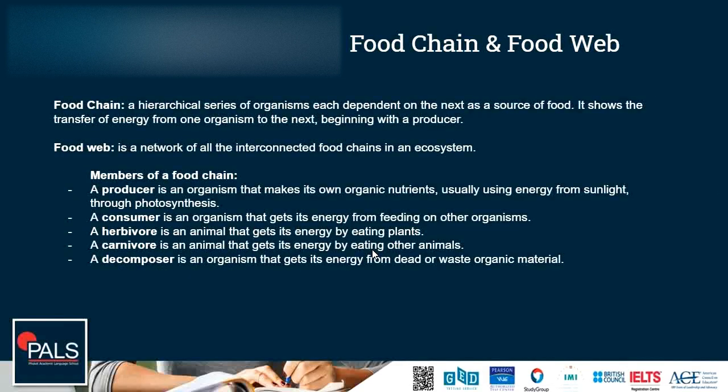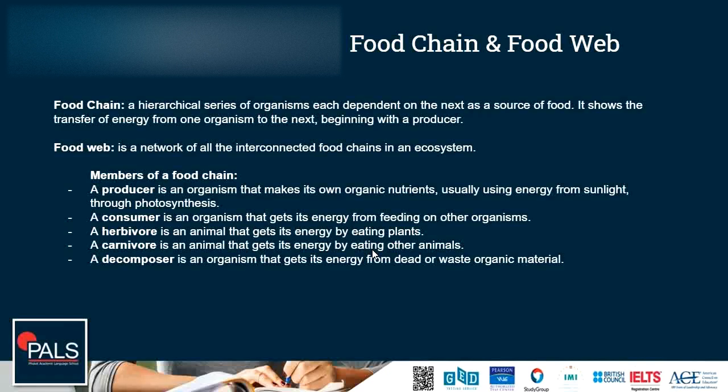Okay, let's have a look at food chains and food webs. So what are food chains and food webs? They're very similar, and one is the basis of the other. A food chain is a hierarchical series of organisms, each dependent on the next as a source of food. It shows the transfer of energy from one organism to the next, beginning with a producer.